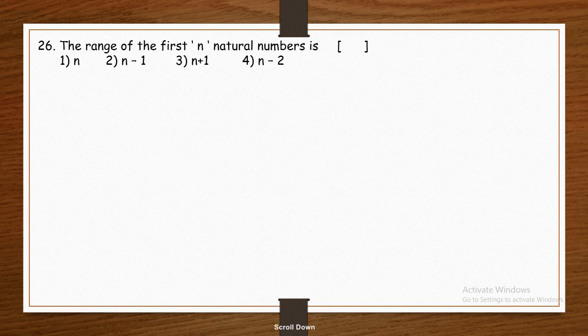Next, moving on to question number 26. Range of first n natural numbers is. So already we know range is nothing but maximum value minus minimum value. So what is the maximum value of first n natural numbers? It is nothing but n, and the minimum of n natural numbers is 1. So hence the difference, n minus 1, is my range. Hence the answer is n minus 1.